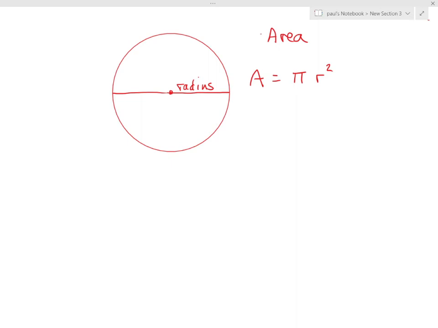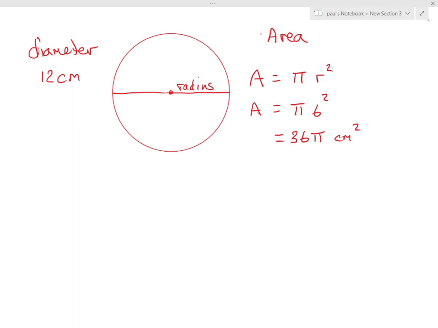Now, if we're given the diameter, we would have to half that number. So let's say the diameter of this is 12 centimeters. So we need to half that to get it into there as a radius. So that will be 6, and it's squared. Now, 6 sixes are 36, so that would be 36 pi centimeters squared, as in terms of pi.